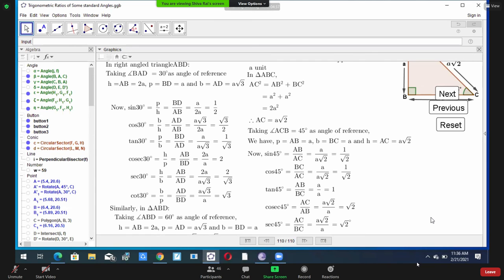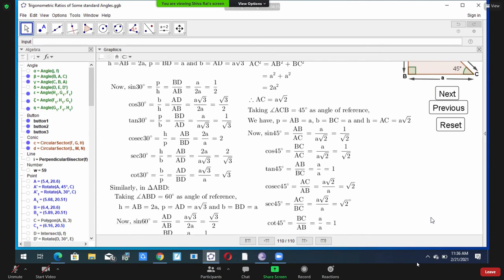Now cosec 45 degree, like cosec theta, means H upon P. Here H is the hypotenuse A root 2, and AB is A. So A and A we can cut, and root 2 remains. So cosec 45 degree is root 2. Sec 45 degree is AC upon BC, H upon B. The hypotenuse is A root 2 and the base is A, so it is also root 2. Now cot 45 degree is B upon P.